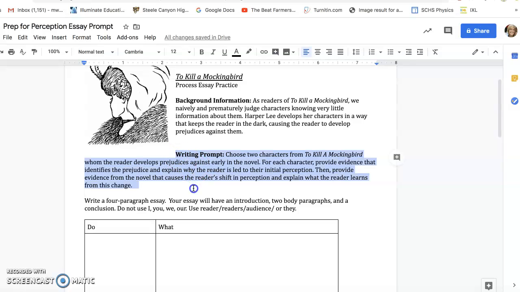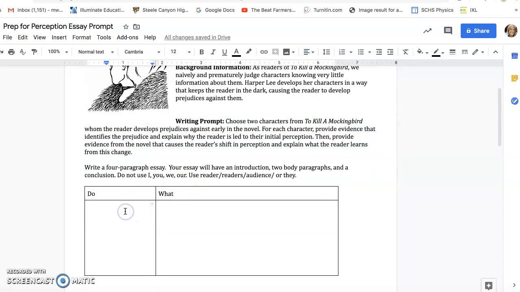Prompts are always long like this, especially when it's a complex essay. And so the best way to tackle a complex prompt is to write a do-what chart. And so what we're going to do right now is we're going to take the verbs from the prompt, and then we are going to write them down in the do part. And then for every verb, we're going to see what the prompt is asking you to do what with, and then we will do the what chart. So let's do a couple of these together, and then you can do it on your own.